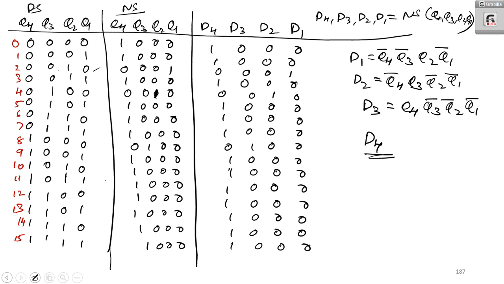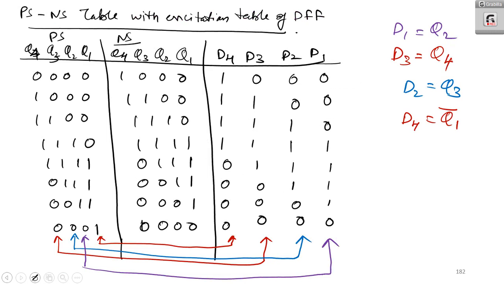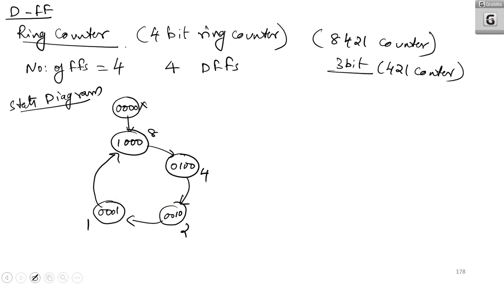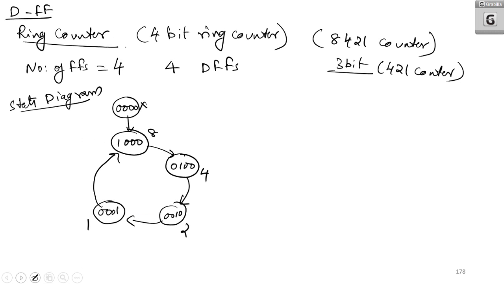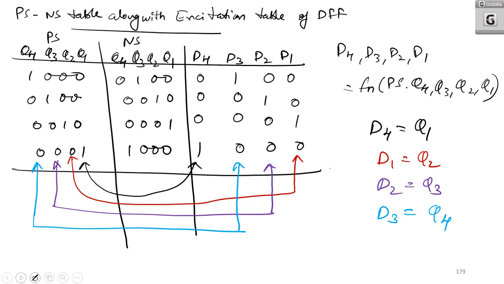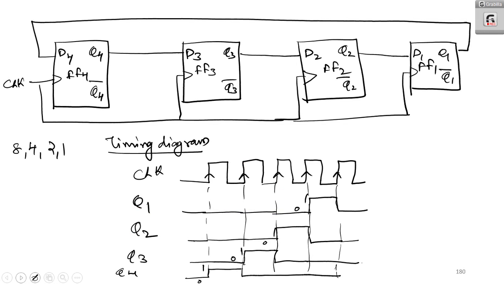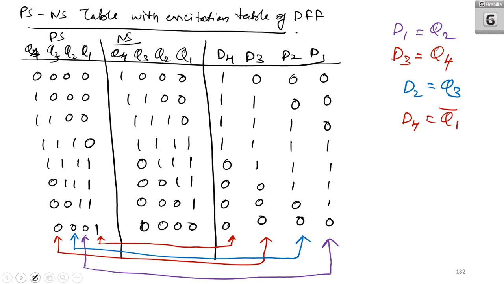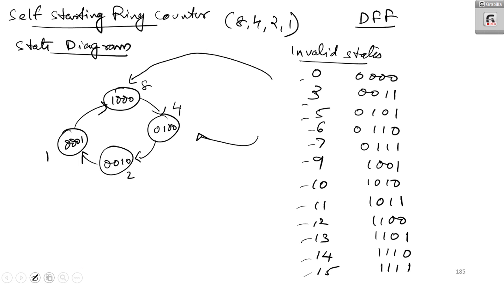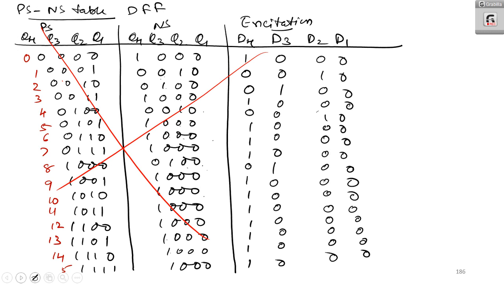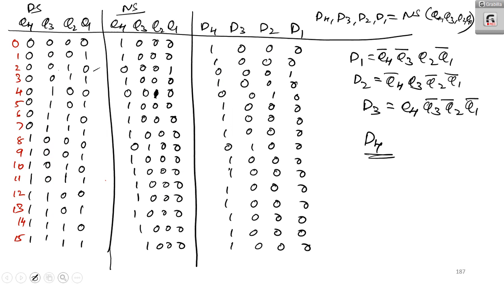So that is all regarding shift register counters. In this lecture we have dealt with shift register counters. What is a ring counter? What is a Johnson counter? This Johnson counter is also known as a twisted ring counter. Then we designed a twisted ring counter based on D flip-flops, and we have drawn the logic circuit.